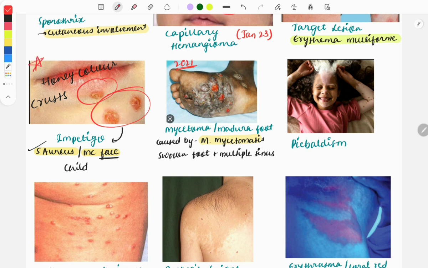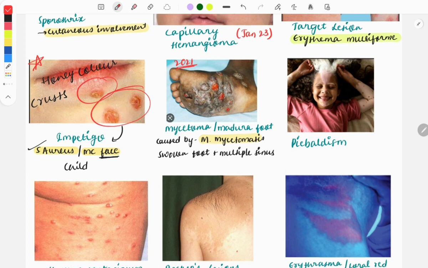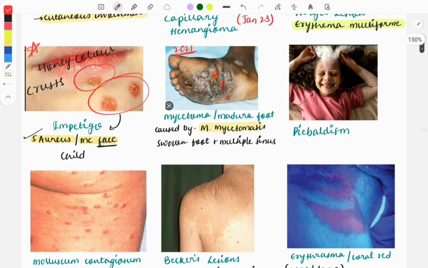Then the next question, this is mycetoma or the Madura foot. This image was asked in the 2021 exam. This image can be asked in relation with micro also, so let's see its causative organism. It is caused by Madurella mycetomatis, and you can appreciate that the foot is swollen and there are multiple sinuses and there is redness, and there will be discharge coming from these sinuses. And if the same condition is caused by bacteria, then it will be called actinomycetoma. A very important image.